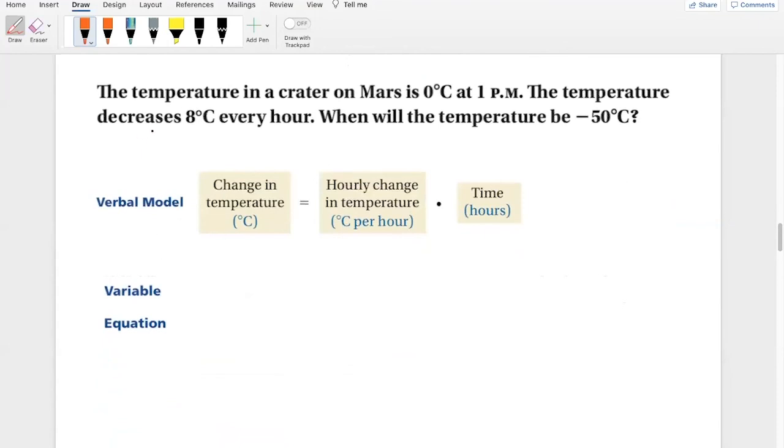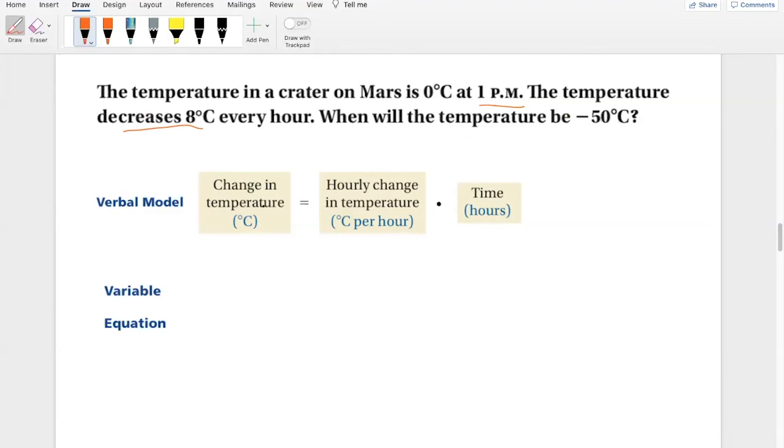All right, a few word problems. The temperature in a crater on Mars is at 0 degrees Celsius at 1 p.m. The temperature decreases 8 degrees Celsius every hour. When will the temperature be -50 degrees Celsius?